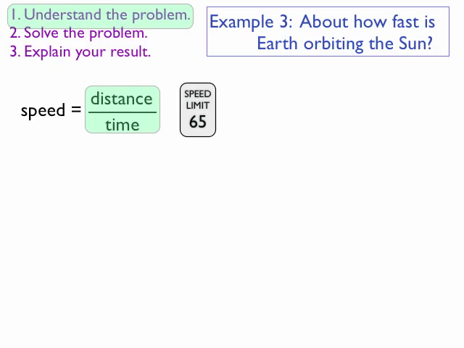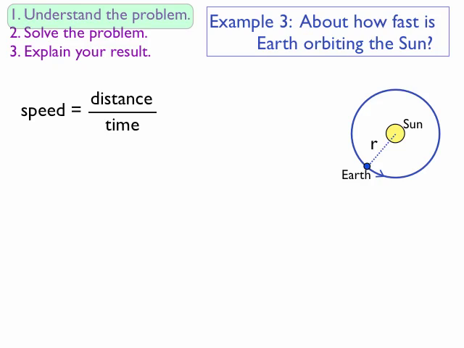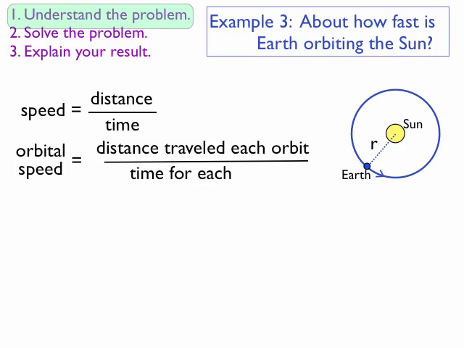time. We can use a circle to approximate Earth's orbit around the Sun, where r is the radius of the orbit. Earth's average orbital speed is the distance Earth travels in each orbit divided by the time each orbit takes. The distance is the circumference of the orbit, which is 2 pi times the orbital radius.